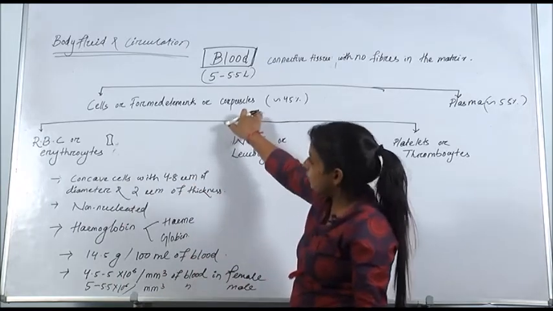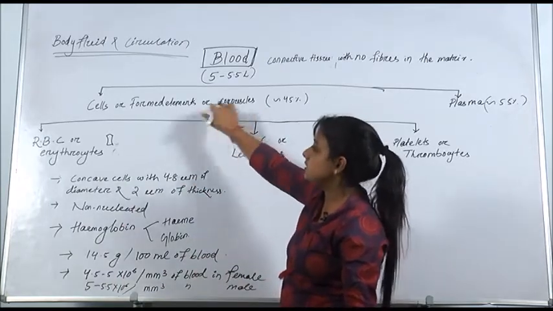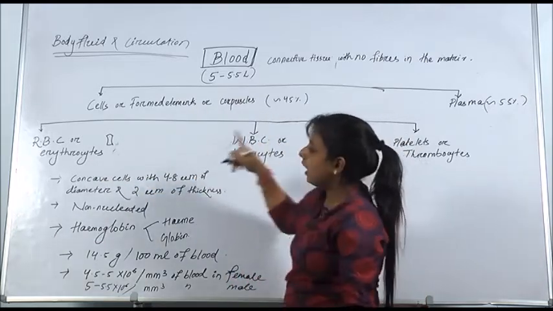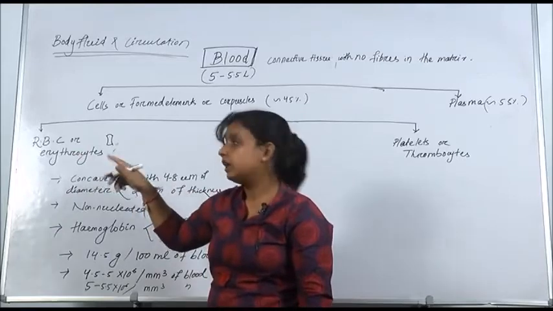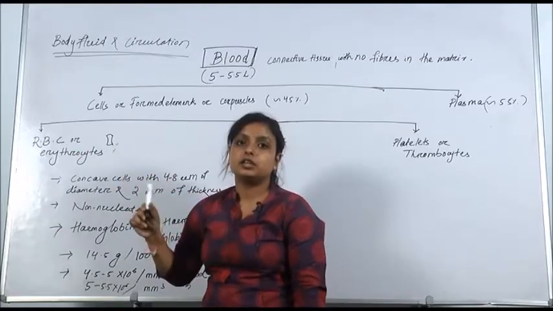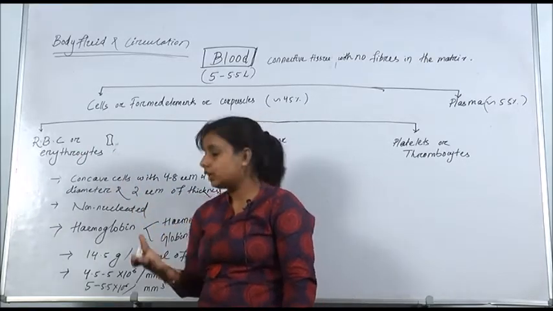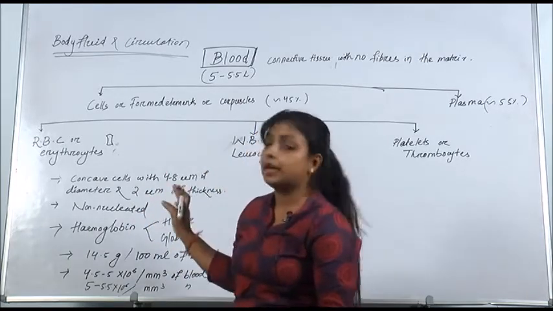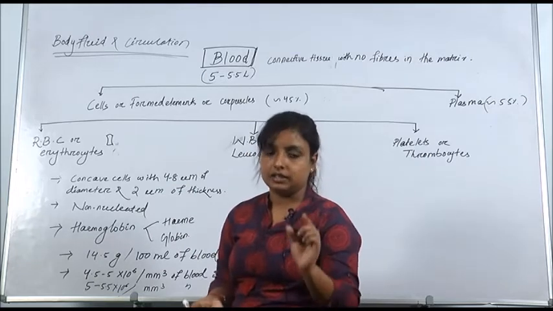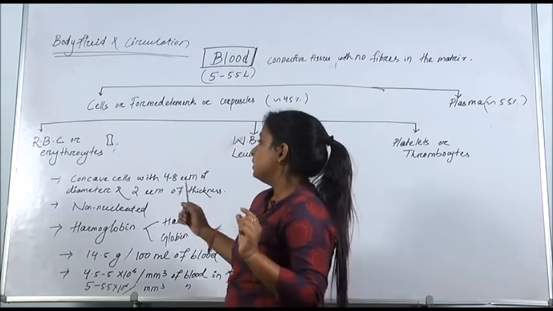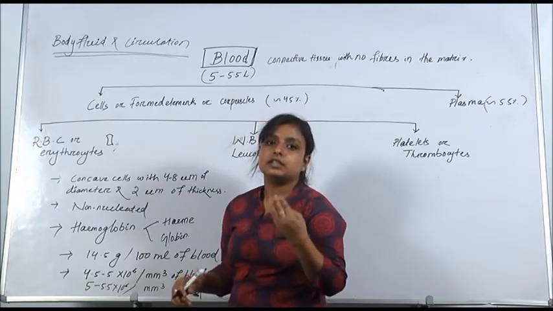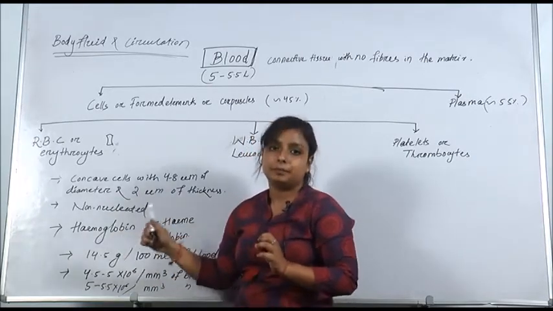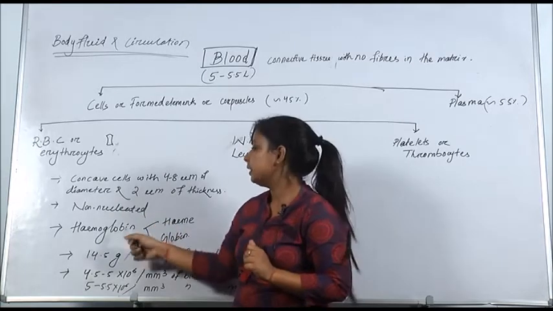Let me summarize. Our blood cells are divided into 3 types: RBC, WBC and platelets. RBCs are otherwise known as erythrocytes. RBC's full form is red blood cell. As its name suggests, it is red in color. RBCs are non-nucleated concave cells with diameter 4 to 8 micrometer and thickness 2 micrometer. These RBCs generally lack all other cellular organelles, which are replaced by a specialized pigment, that is hemoglobin.